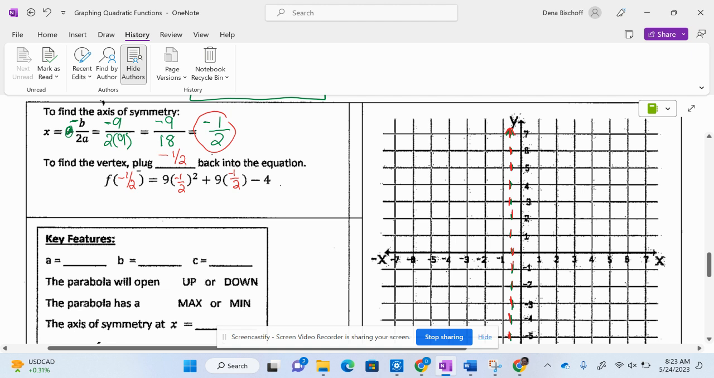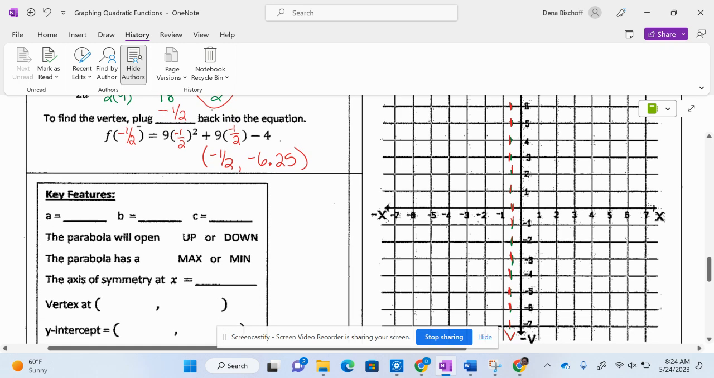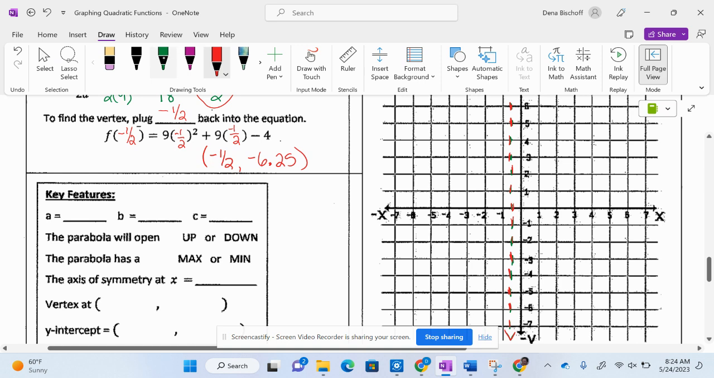All right. So let's write our ordered pair. Our vertex is going to be at -1/2, comma, -6.25. So that means I'm going to go all the way down here and right below the -6 line, I'm going to put a point. That's going to be my vertex right there. So that means that my graph goes up from the right of that and up from the left of that. Okay.